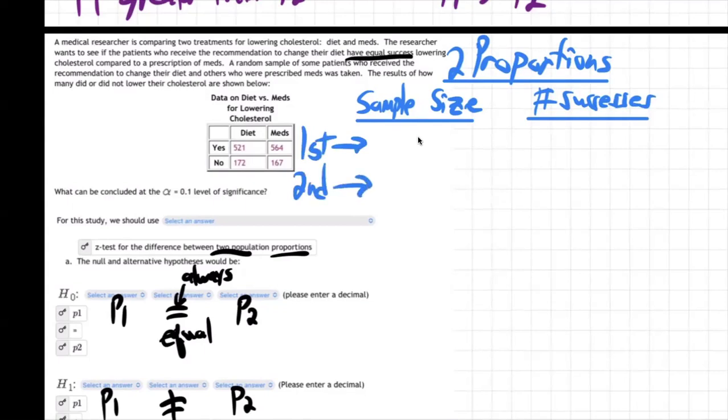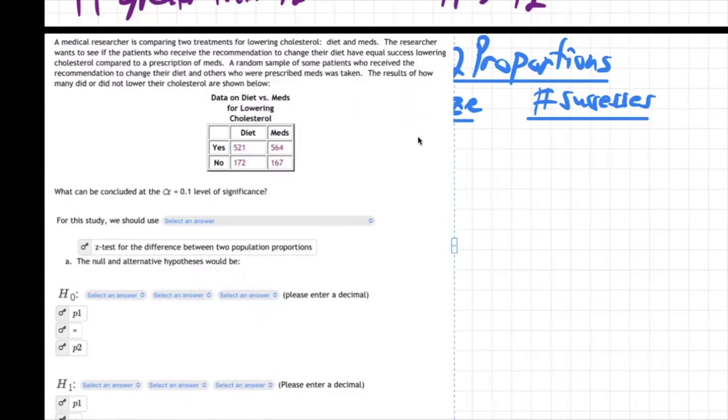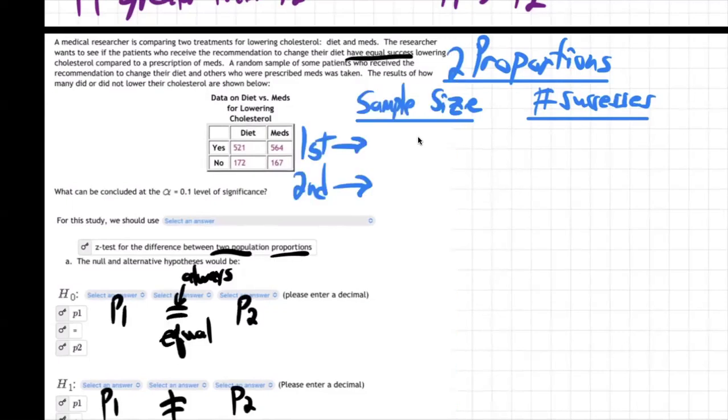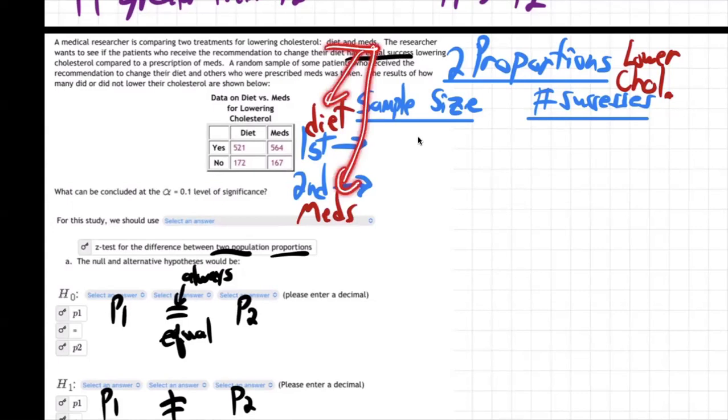So how do we do that? Well, if you look at the chart here, remember what is success in this case? What are we trying to measure? Success is they lower their cholesterol, right? Do they lower the cholesterol? And what are the two different groups? Well, there's the diet group and there's the meds group. Why that order? That's just the order they mentioned in the problem. Diet came first, then meds, right? So the first group is diet, the second group is meds.